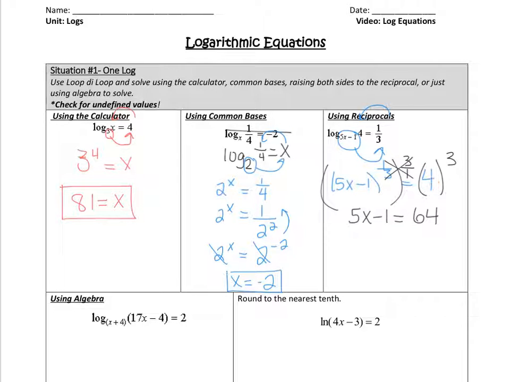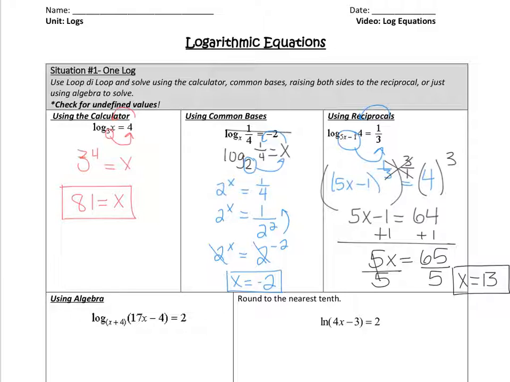64 is the result of 4 to the 3rd. And then we just solve. We'll add 1 to both sides. So 5x equals 65. Divide both sides by 5. And x is equal to 13.